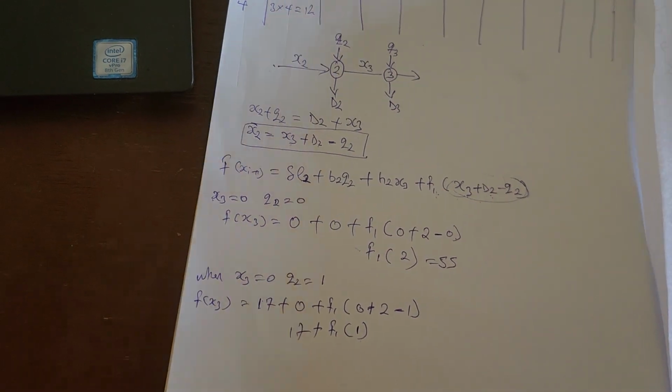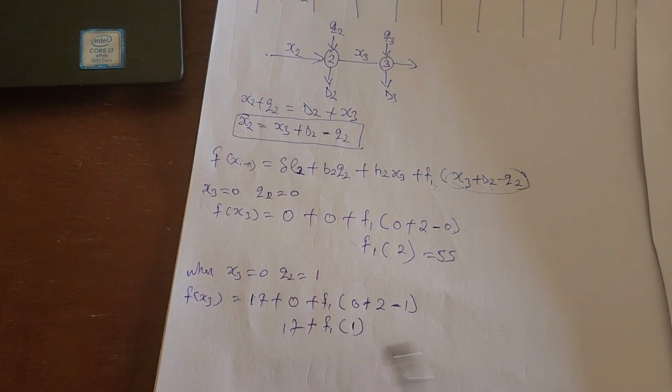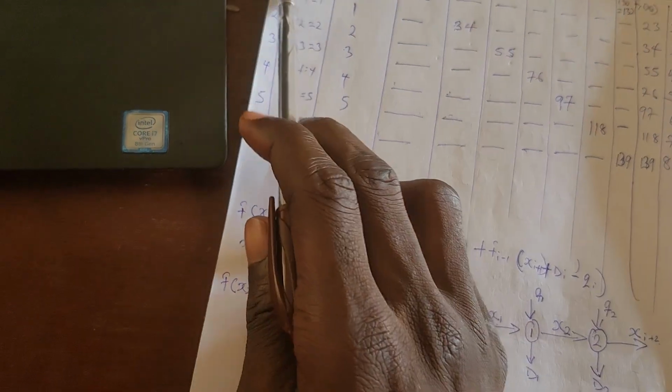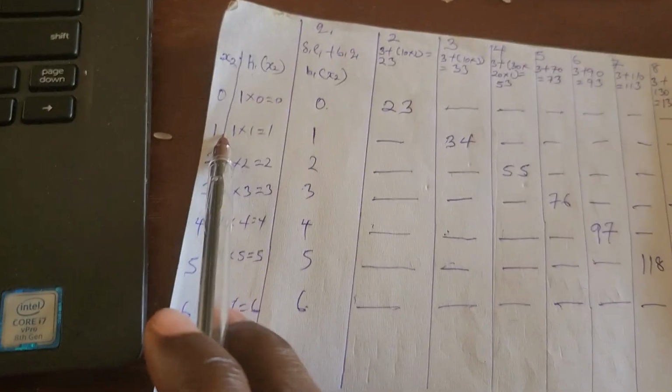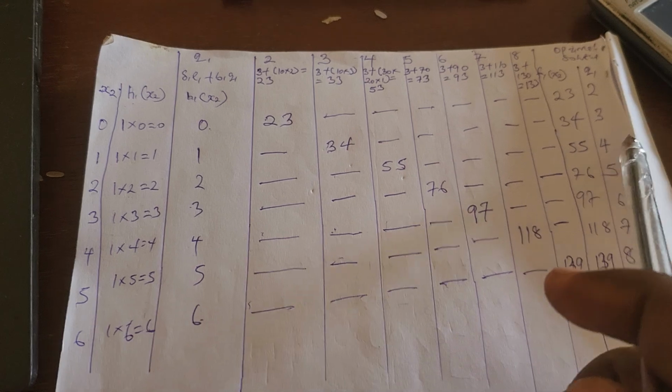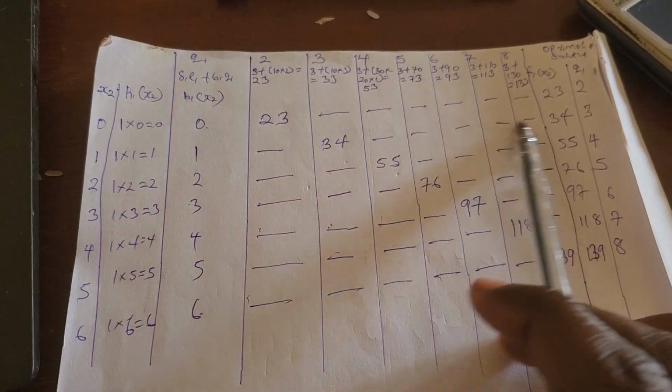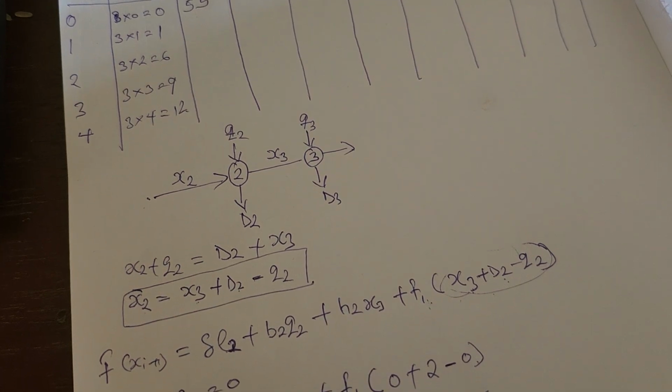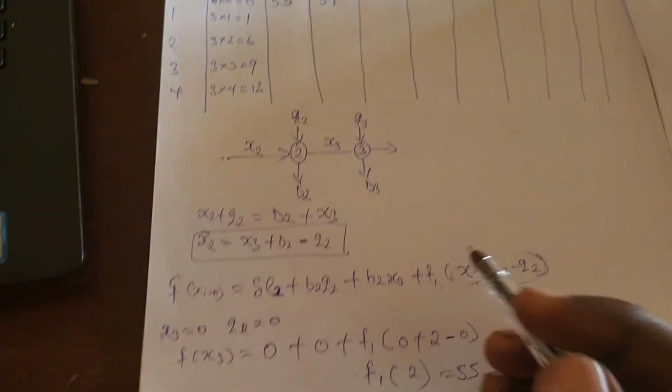So when X2 is equal to 1, what's the cost? It's 34. The cost is 34. Can we see? The cost is 34. So this one will be 17 plus 34. So we go to the next one.